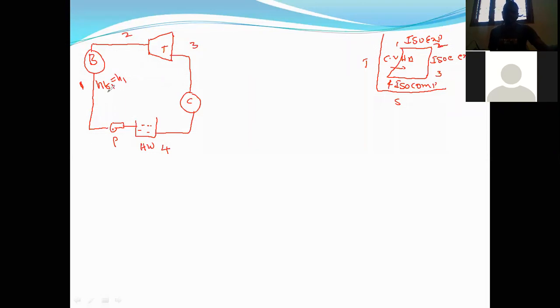This H1 will be what? HF1. And after the boiler, H2 will be what? It is already added with the latent heat. So it will be like H2 is equal to HF2 plus HFG2. It is dry steam, so there is no matter of X here.